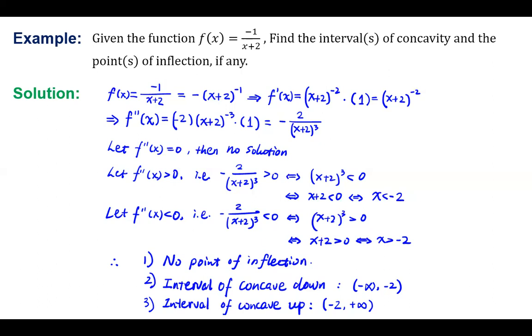So now we can make the conclusion. First of all, there is no point of inflection. Second, the interval of concave down is from -infinity to -2, open interval. Third, the interval of concave up is from -2 to positive infinity. Any questions?